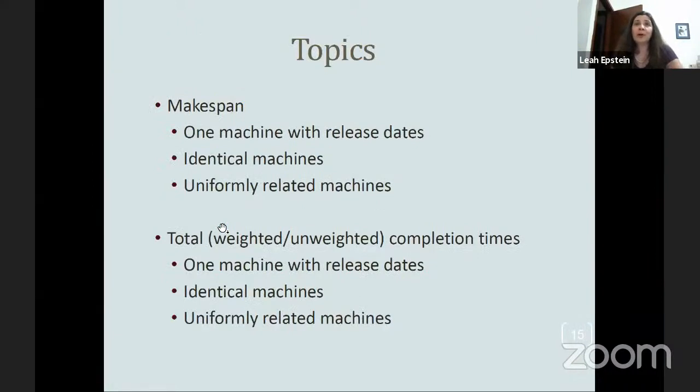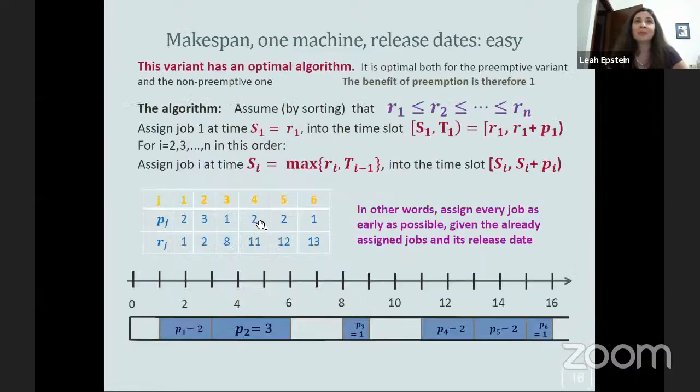So I'm going to talk about Makespan, and then afterwards about unweighted and weighted completion times. For Makespan, these are more classic results, but whoever is not familiar with the model may be interested in that. Afterwards, the results are not really new, but at least not as old as the ones from Makespan.